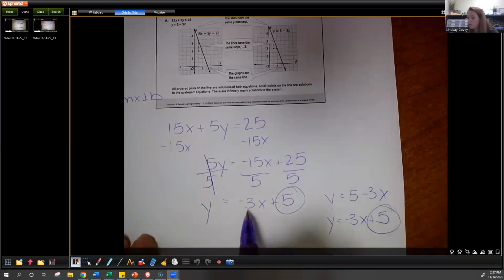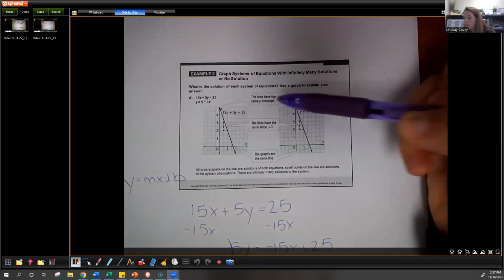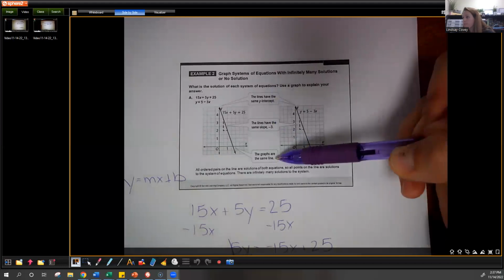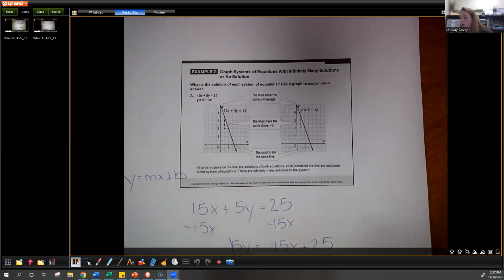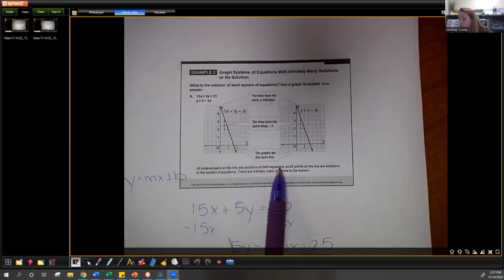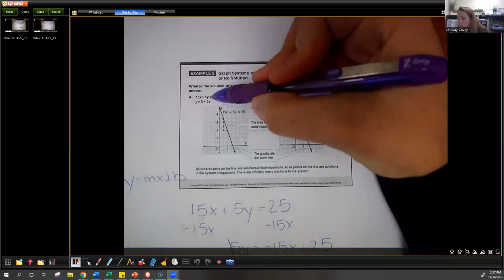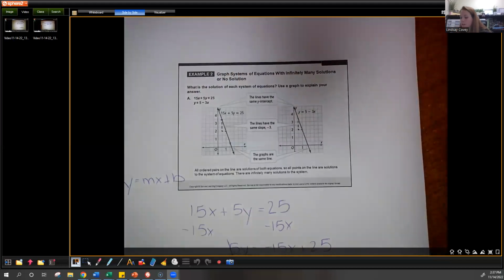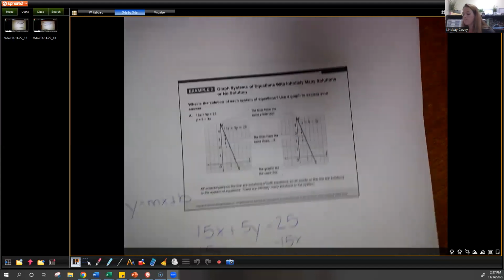Their slope is -3. So the lines have the same y-intercept and the same slope, which is -3. Therefore, the graphs are the same line. So if both equations represent the same line, all ordered pairs on the line are solutions of both equations, meaning that we could plug in this point in both these equations and it would make it true. We could plug in this point and it would make it true. So it has an infinite number of solutions.